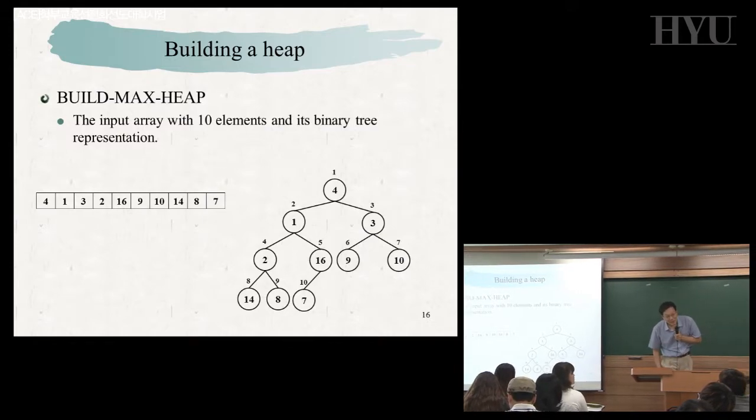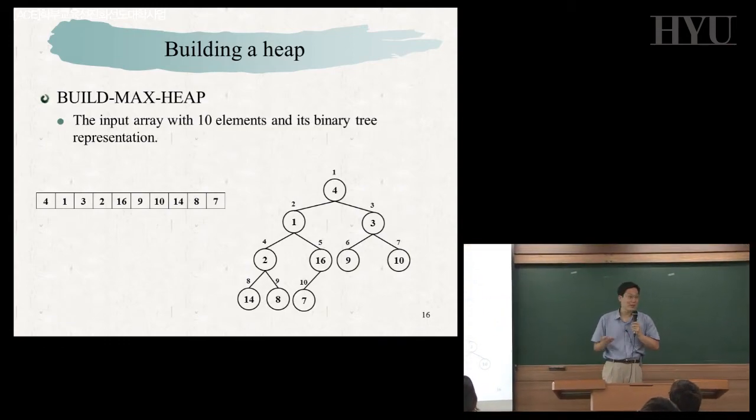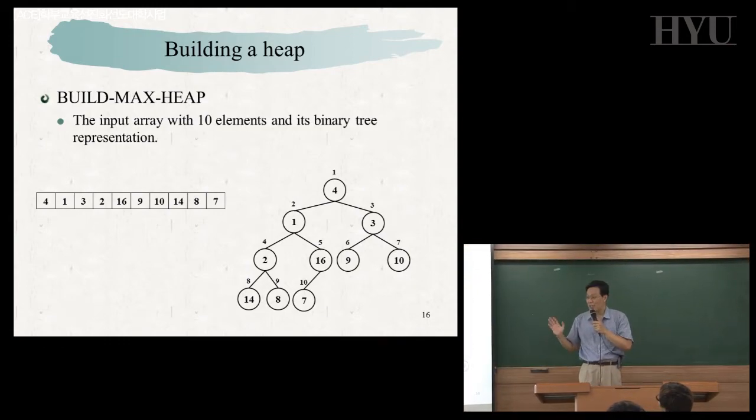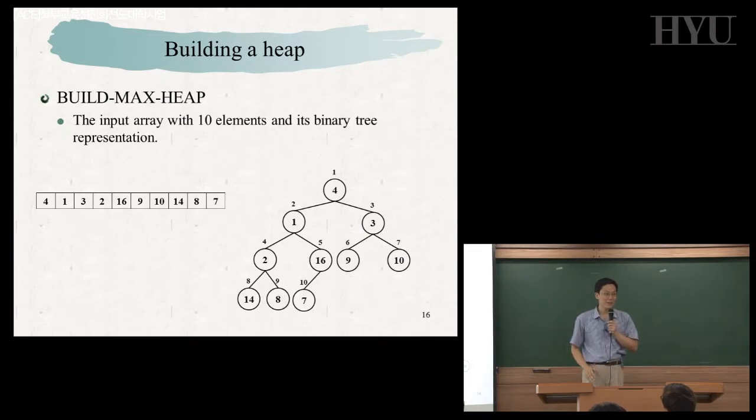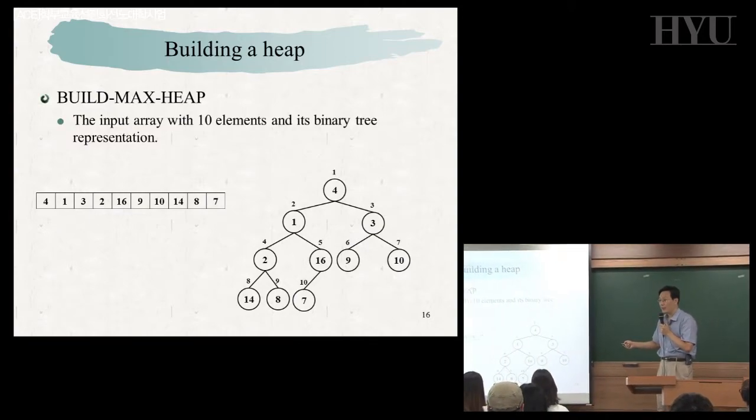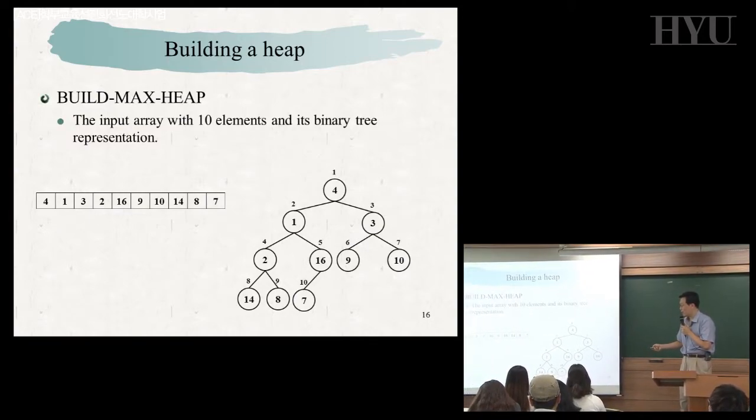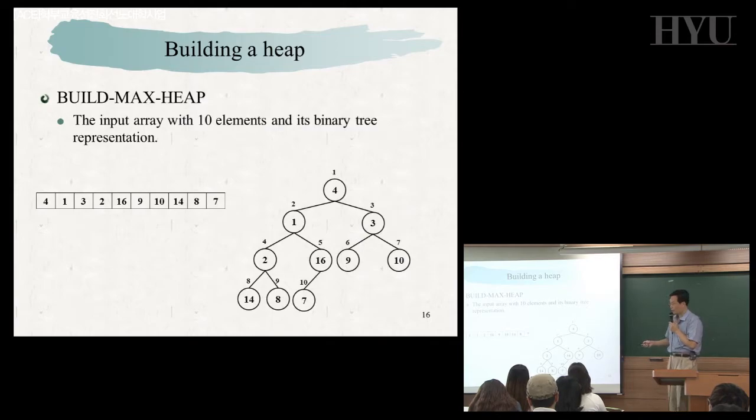What? Nothing? Yes, nothing. Because 16 is bigger than 7, we don't have to do anything. Okay, then the next index is 4. So we apply max Heapify on this subtree. And what is the result of applying max Heapify to this subtree?